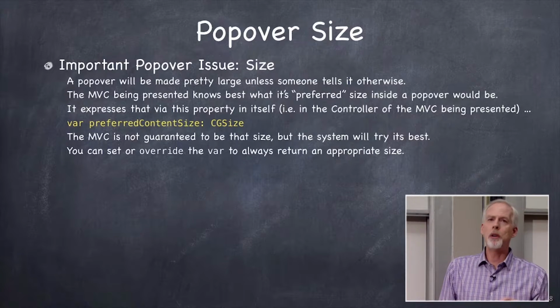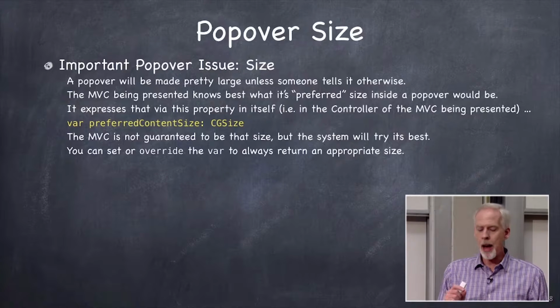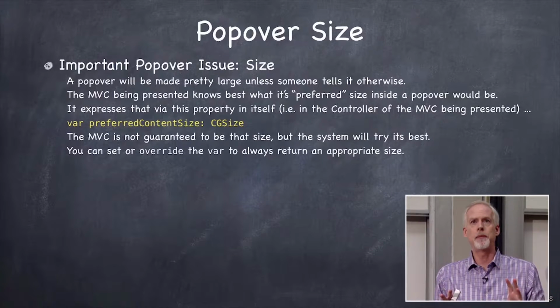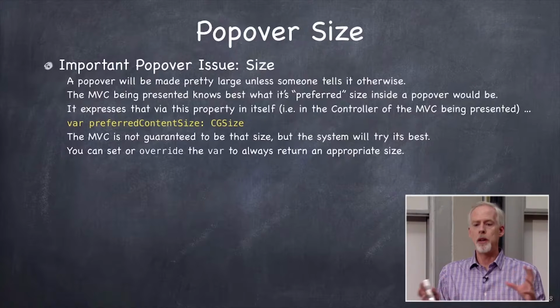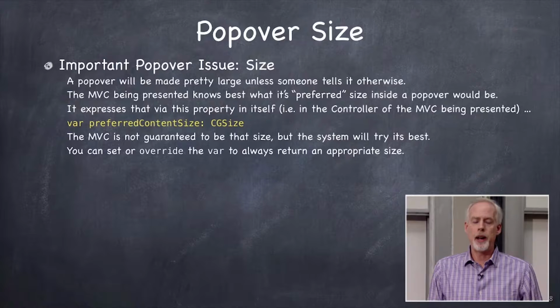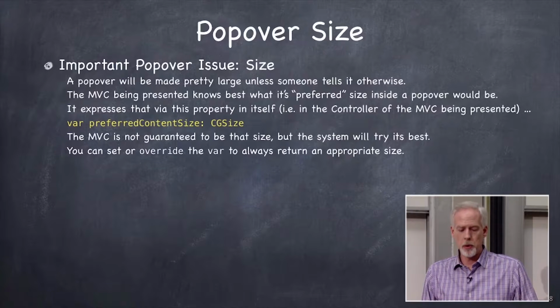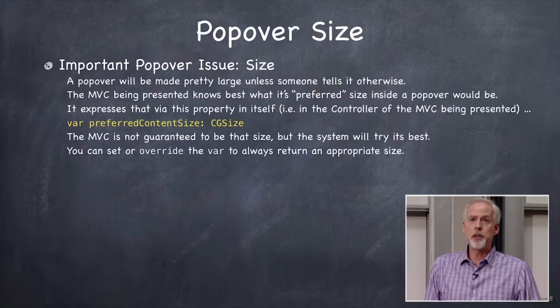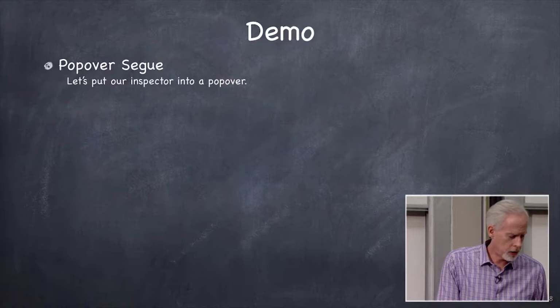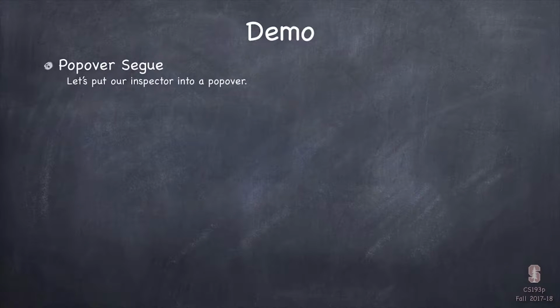And I'm going to show you in the demo here how we can calculate that minimum size using auto layout, because that's really what we want to do. We want to fit the stuff that's in our UI using auto layout. So this is a very important var to either set or override, one or the other. All right, so let's do that. Let's go ahead and make a nice little popover version.